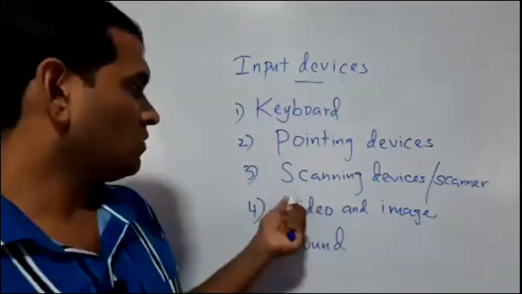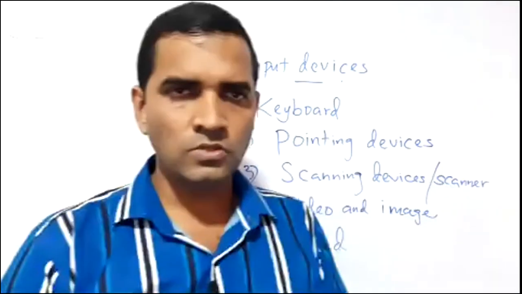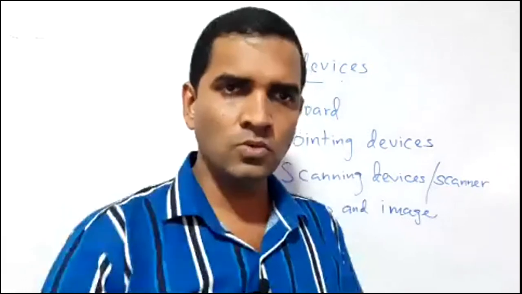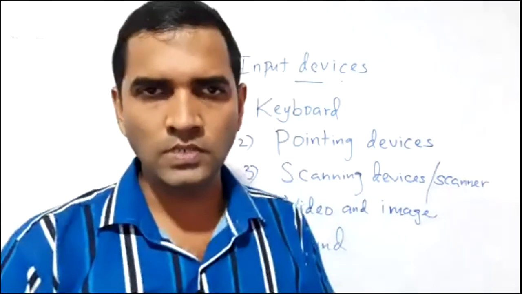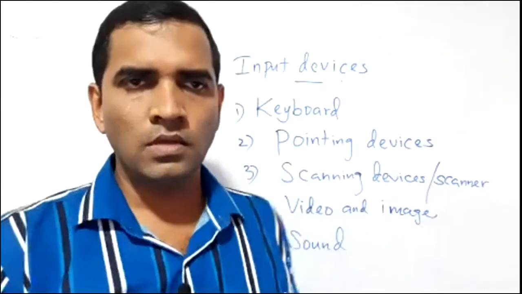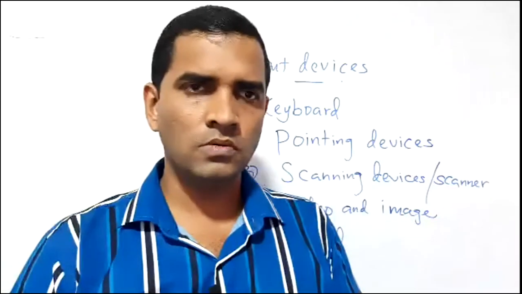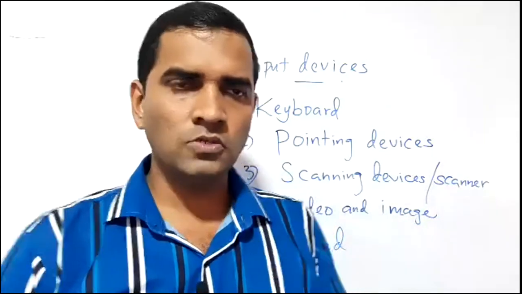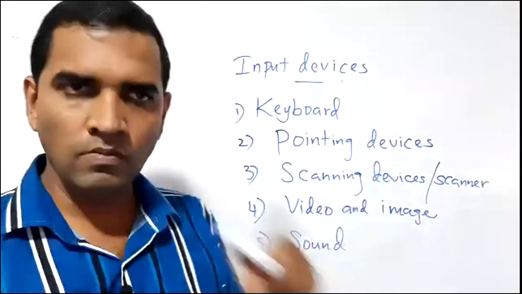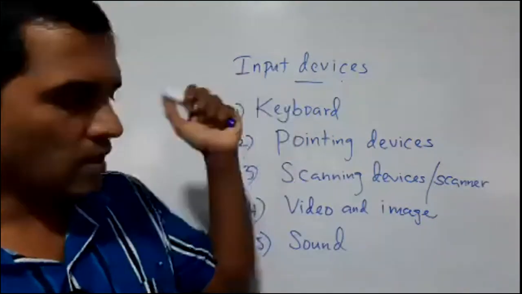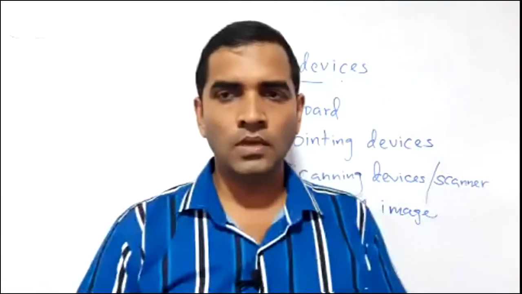Look here, I can take one thing, see, video and image. It clearly indicates that this group or this type of input devices is for image and video input. Have you understood? Like that, everything takes the name. We will discuss one by one. Okay, let's start with the keyboard.